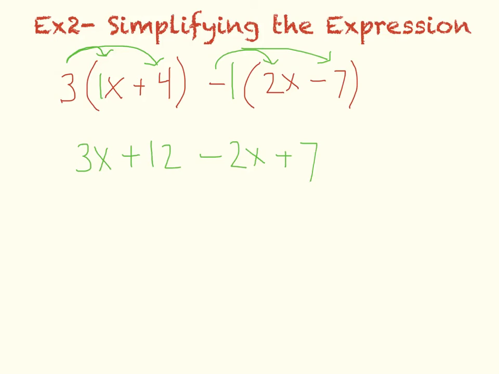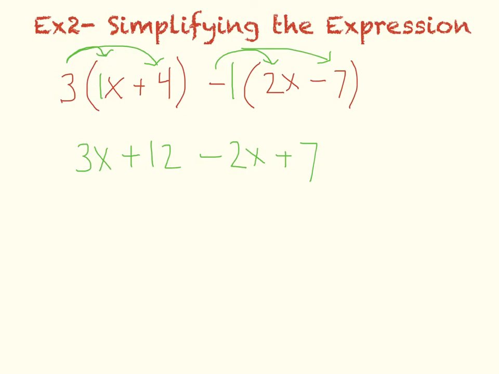Now, up to this point, when we got finished distributing, we were done. We circled our answer. We moved on. But you have to always be watching to see if there are any like terms. So we've got 3x, +12, -2x, and +7. We've got 4 terms, and some of them are definitely going to be alike.